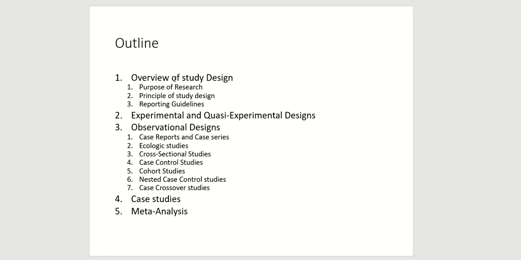So number one is overview of study designs. Number two is experimental and quasi-experimental designs. We also covered this last year in PHA 421, so that would be some sort of an overview or a review. Number three, in observational designs, case report, case series. You've seen this before. I will talk a little bit maybe about ecological design. Cross-sectional designs, you've seen them before. Case control, we have a specific lecture. Cohort, we have a specific lecture. And as I said, this is where I will probably focus more on nested case control design and the case crossover designs, and finish up with case studies and meta-analysis.